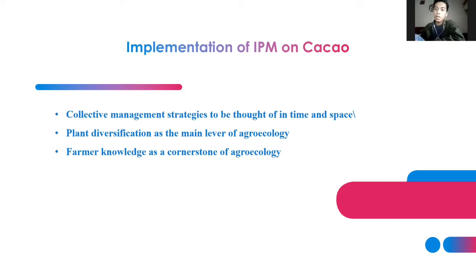Implementation of IPM in cacao. First is collective management strategies to be thought of in time and space. Second is plant diversification as the main lever of agroecology. And the third one is farmer knowledge as a cornerstone of agroecology.